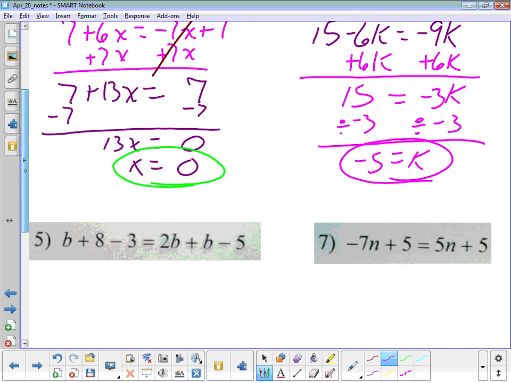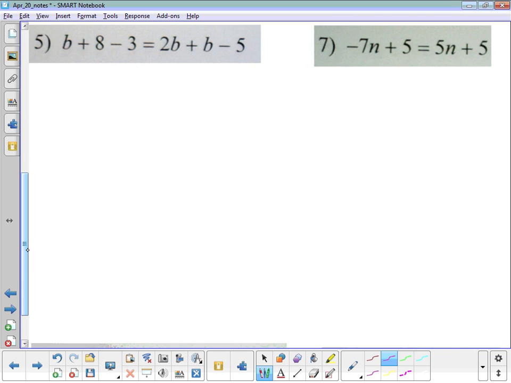All right, let's take a look at the next couple of problems. I got 5 and 7, and I think I got 9 and 11 yet to go. Okay, now notice I've got stuff on both sides that I need to simplify. So I'll do the left side first. 8 minus 3 is a positive 5. And on the other side, I got 2b plus b. That's really 2b plus 1b, which means I have 3b minus 5.